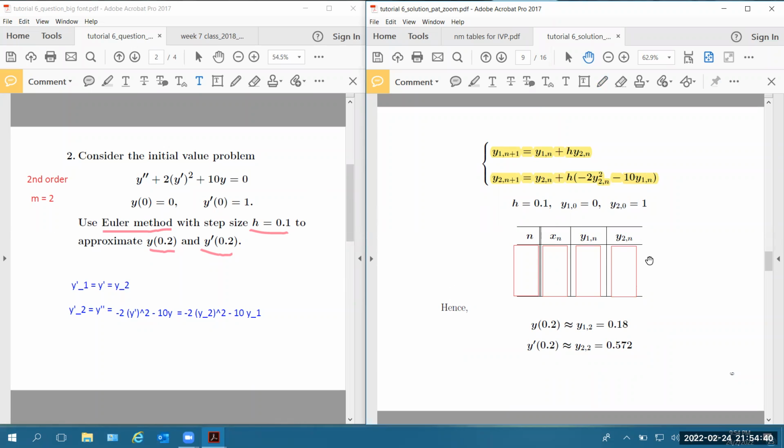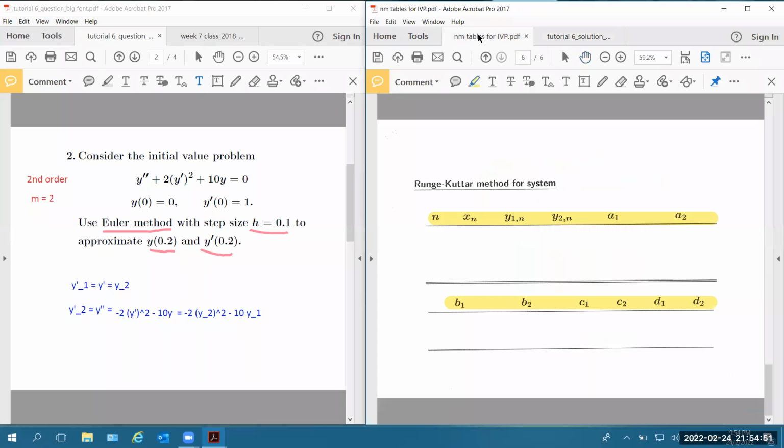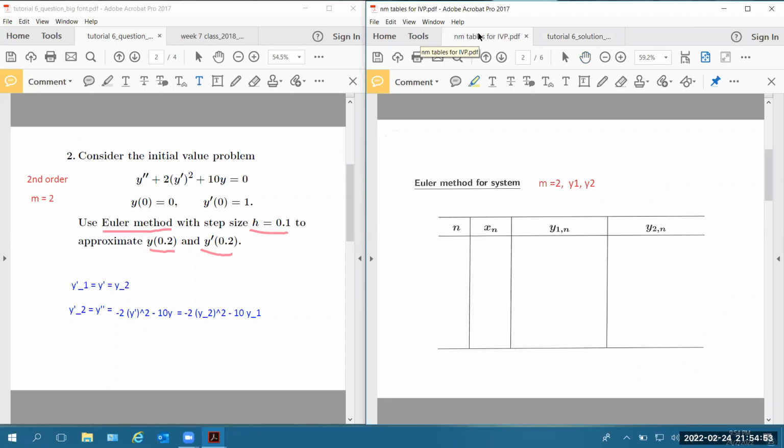Then finally, we want to do our tabulation, right? This is the table that I showed you earlier, for the Euler method for system. So I have my n, xn, y1n, y2n. So n is 0. Now this is the place where I need to put my x0.